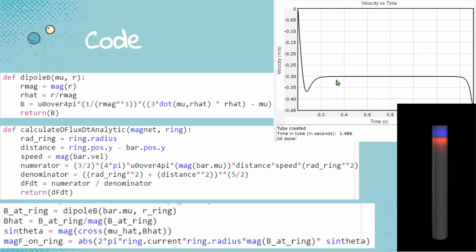This is my code. These are the outputs. This is my velocity versus time graph, and it says it took 1.486 seconds. This is the magnet falling through the tube. This was the code using the Biot-Savart law. I found the magnetic field of the magnet through this. Then we calculated the change in flux, which we then used to find force. Then we found the force of the ring, and we also found the force of gravity, and then we used that to find the velocity and all that other stuff.